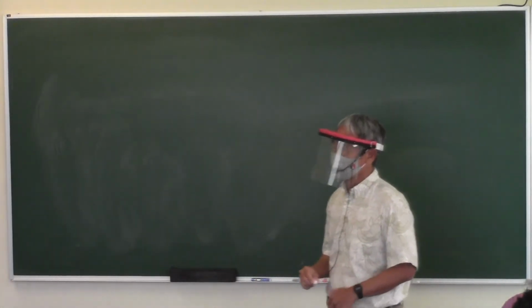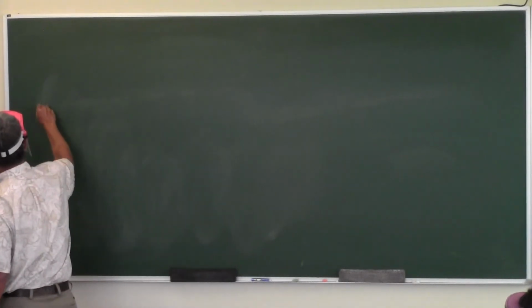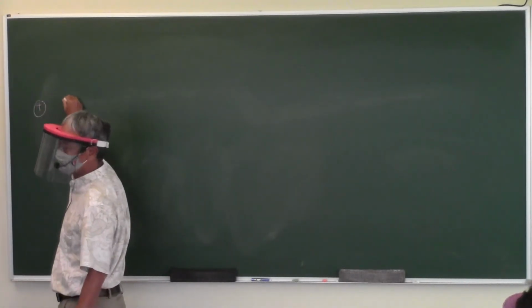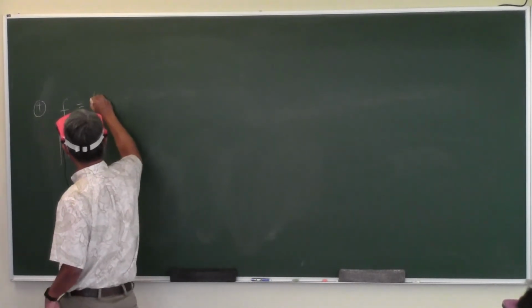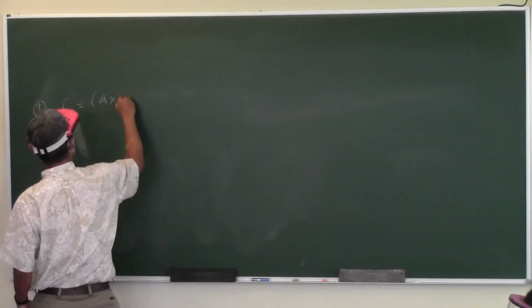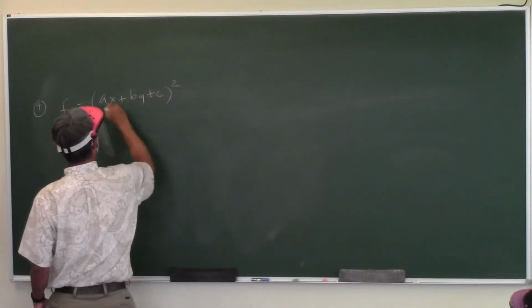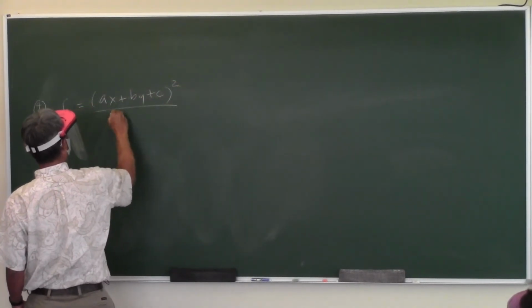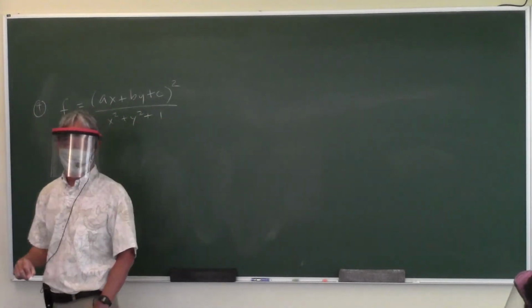So tonight's homework, number 4, it says find the maximum value of f, which is equal to, can somebody read that to me? ax plus by plus c, plus a squared over x squared plus y squared plus 1. The answer comes out really nice.